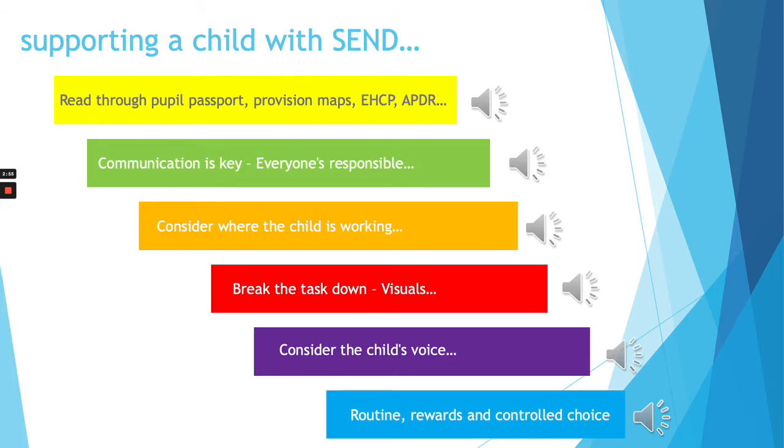When you're supporting a child with special educational needs, it's really important that you read through their information. So that's any information that you can get from the class teacher or the SENCO. You can ask for their pupil passport, their provision map, their education health care plan, and their assess, plan, do, review cycles. They will outline the short-term goals and targets that the child will be working towards.